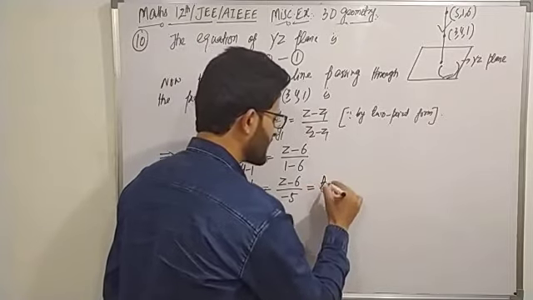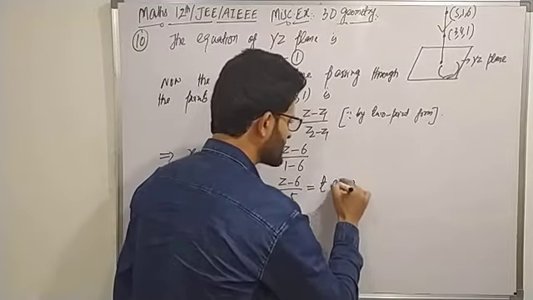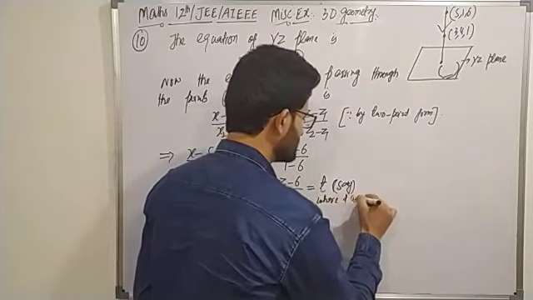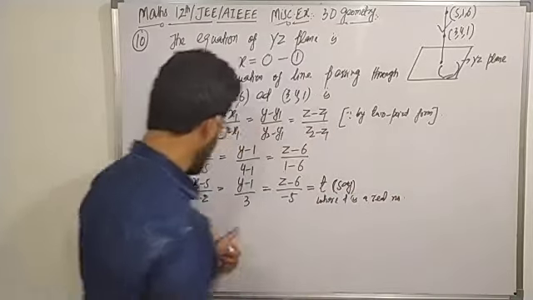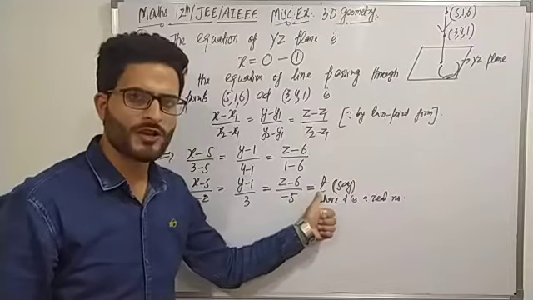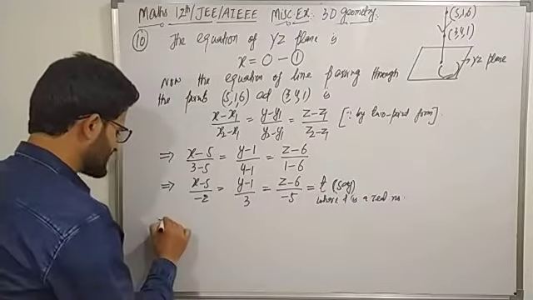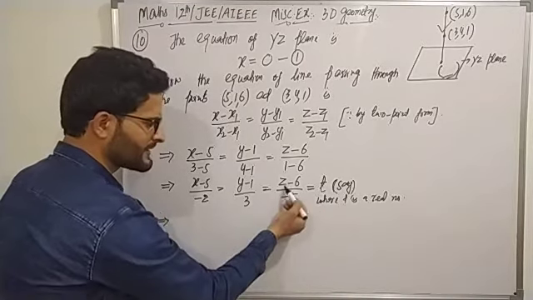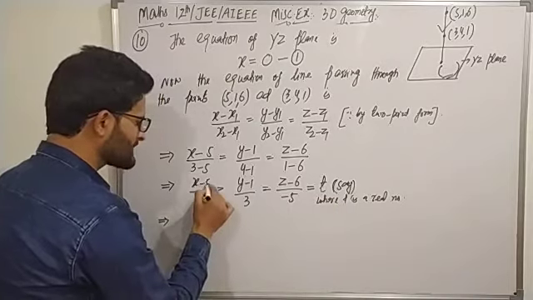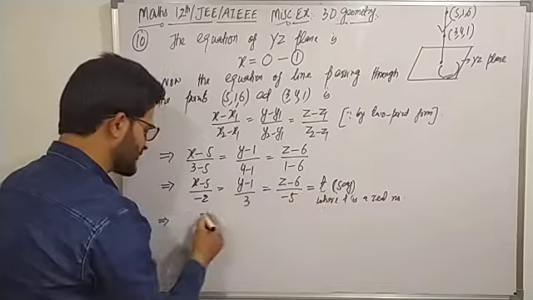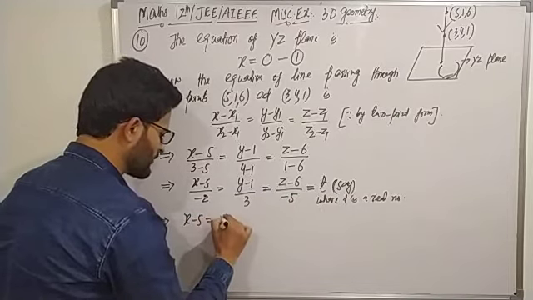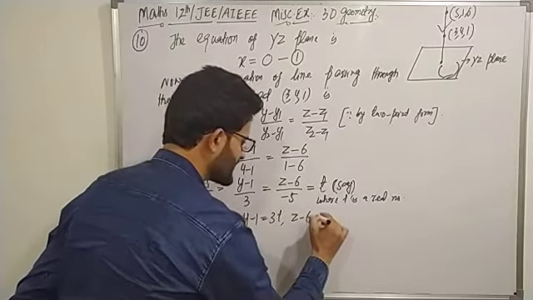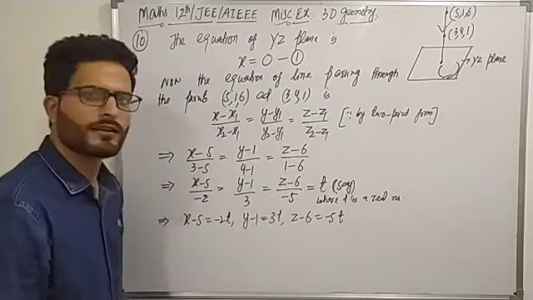And suppose we take all these ratios equal to some scalar t, where t is a real number. Suppose t is any real number, because these are ratios, so we are taking all of them equal to some fixed ratio t. So from here we get (x minus 5)/(-2) = t, (y minus 1)/3 = t, (z minus 6)/(-5) = t. So multiply by t: x minus 5 is equal to minus 2t, y minus 1 is equal to 3t and z minus 6 is equal to minus 5t. Is it clear?